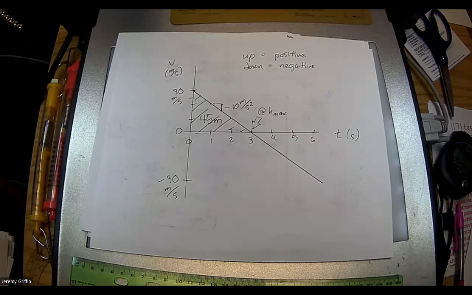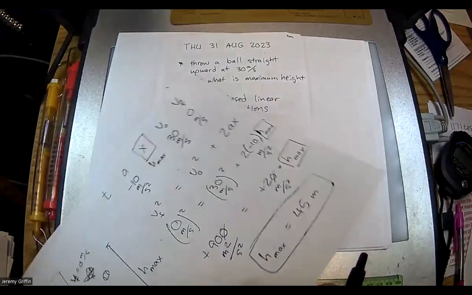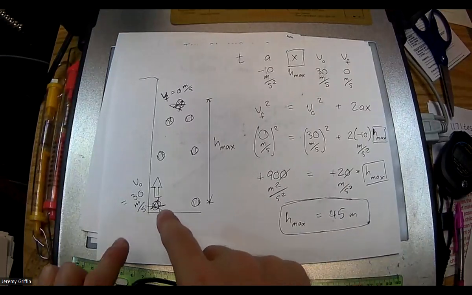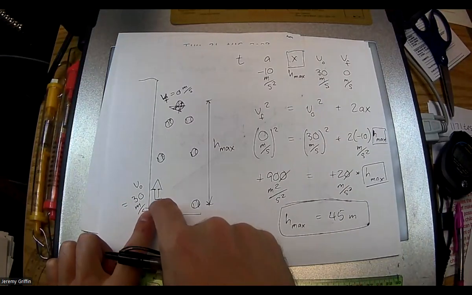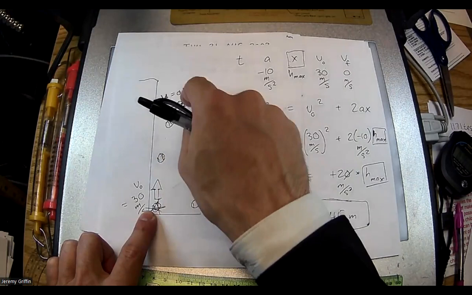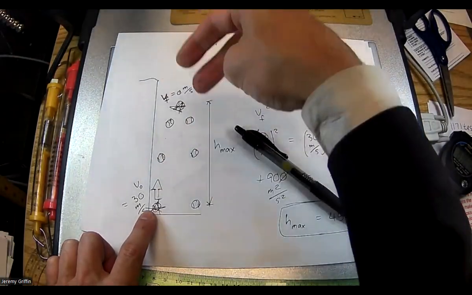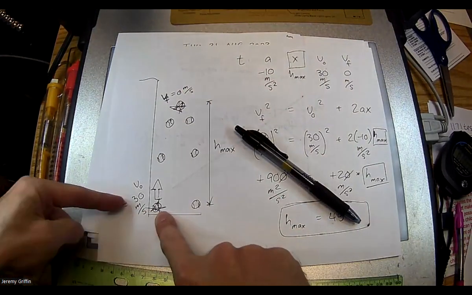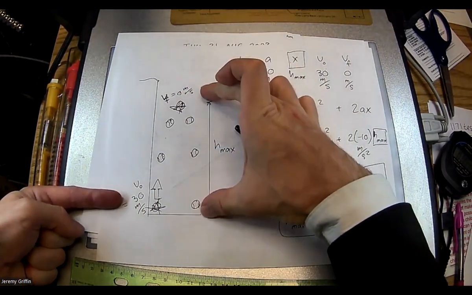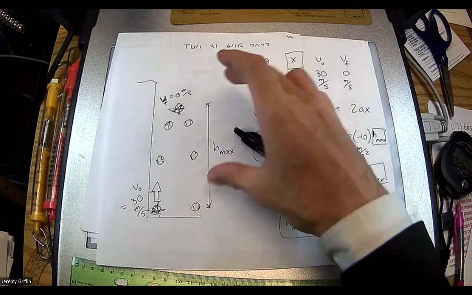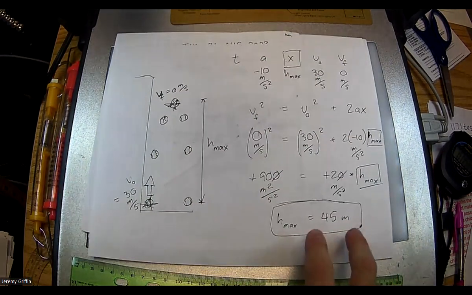How many guys caught on that this is the exact same scenario we've been solving all day today? Because if you throw something up at 30 meters per second, how much time is it in the air for? 6 seconds. So that's the same thing. We got some little kid saying, hey, I can jump in the air for 6 seconds. Wouldn't he be jumping up this fast? And how high could he jump? 45 meters. H-max is 45 meters.